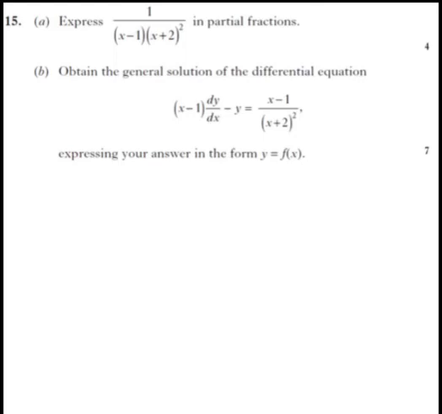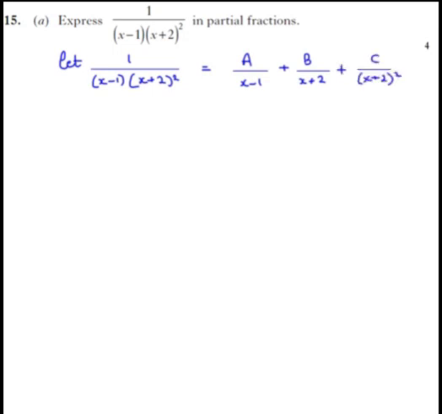To begin with, we're asked to express 1 over (x minus 1)(x plus 2) all squared in partial fractions. So we let 1 over (x minus 1)(x plus 2) all squared equal A over x minus 1 plus B over x plus 2 and then plus C over (x plus 2) squared. Multiplying all through by (x minus 1)(x plus 2) all squared gives us 1 on the left hand side.